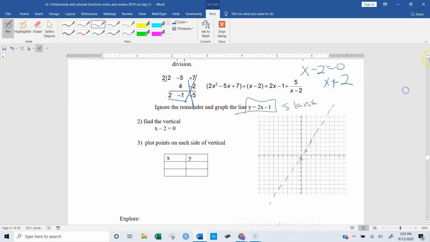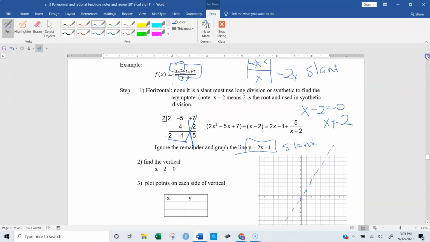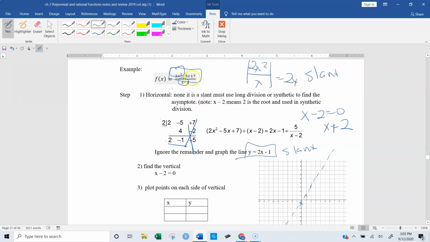Now, if we look at our original, let's go back up just a tad. We have 2x squared minus 5x plus 7. Does this factor? So let's multiply. We have 14x squared. Positive 7, that gives us -5. So it's got to add. That does not work. Since it does not work, that means that our 2 is truly an asymptote.